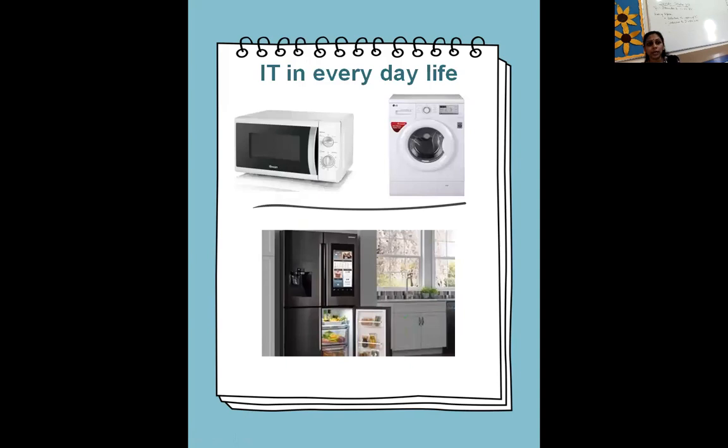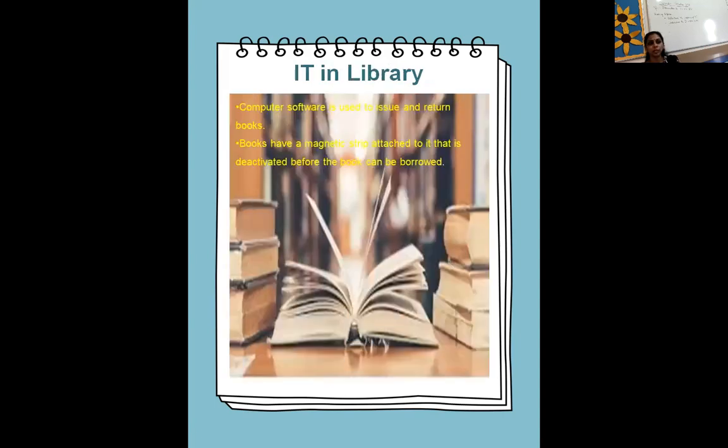Next, IT in everyday life. We use oven, microwave, or might be the refrigerator, washing machine, ACs, everything deals with information technology. IT in library. Nowadays, the libraries are also digitalized. Issuing book, borrowing book, returning, everything is maintained in a computer, where books have a magnetic strip attached to them and it is deactivated before the book can be borrowed. So the list of books available in the library will be automatically maintained.